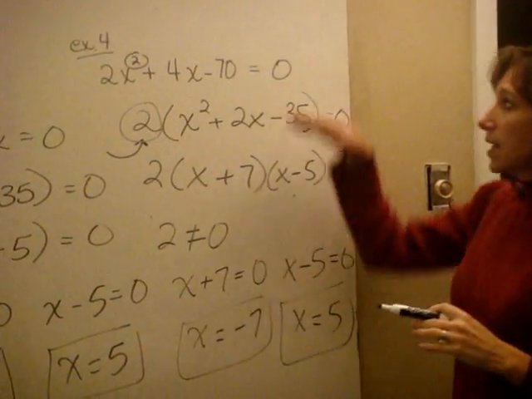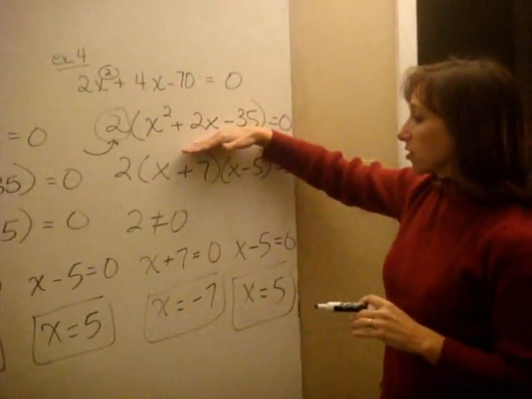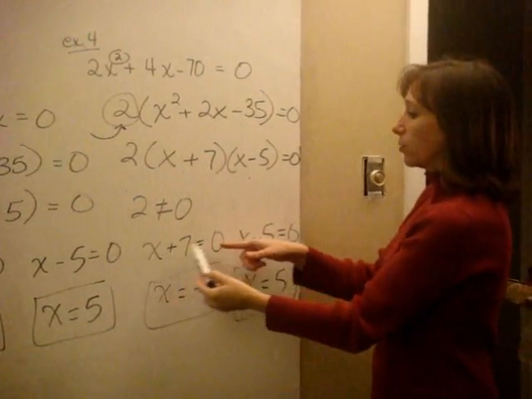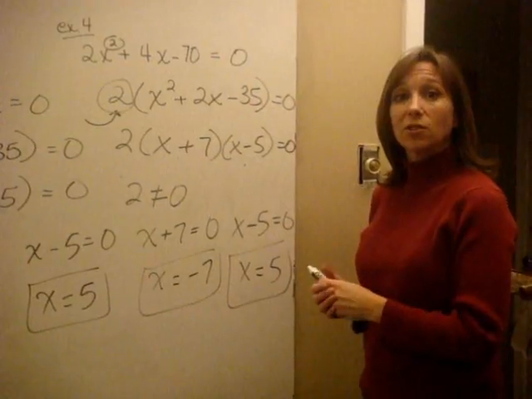So these are simple. Set them equal to 0, factor, set each factor equal to 0, and solve, and you'll have your answers. That's it.